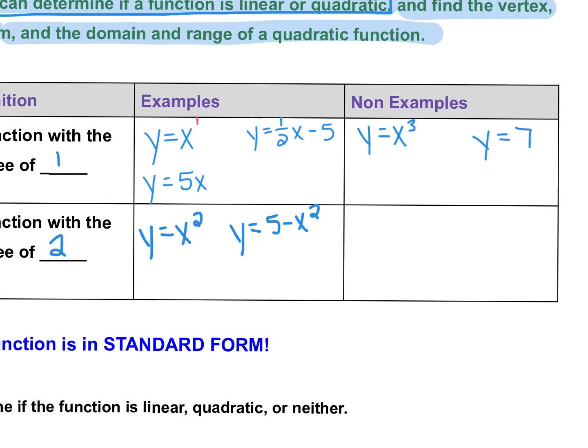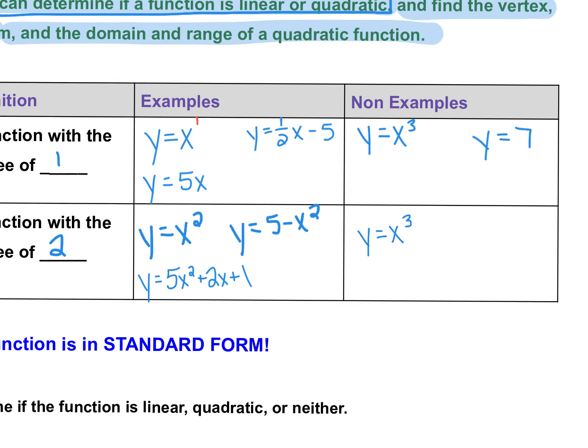A non-example, we could do y equals x to the third again. Let's go back to examples. If I did y equals 5x to the second plus 2x plus 1, remember we're only looking for that power of 2, and I have it right next to that 5x to the second. Now remember we have to put it into standard form first.